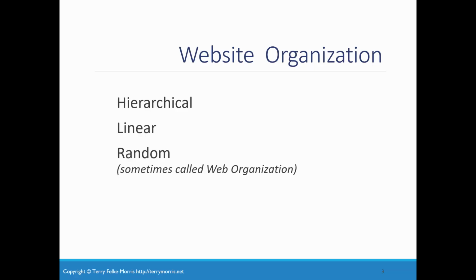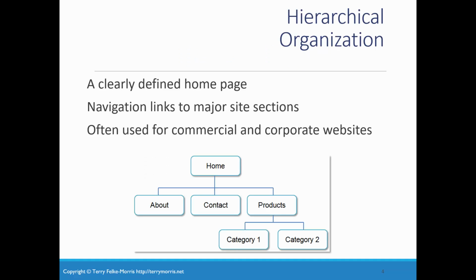So 3 different types of website organization: hierarchical, linear, and random. Hierarchical, as it says, you've got a clearly defined home page. You've got navigation links to major site sections. Typically it is what's going to be used for commercial and corporate types of websites. You can see it makes sense, for lack of better words.